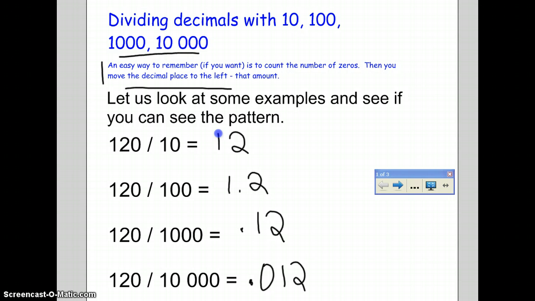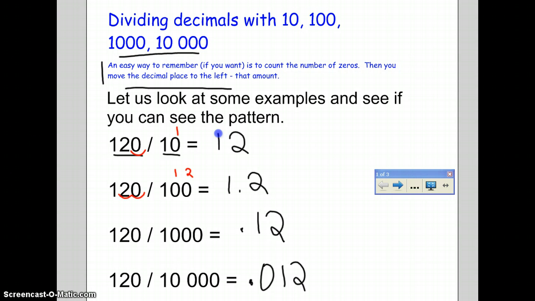I put a small little note up here. And it says an easy way to remember, if you want, is to count the number of zeros. Then you move the decimal place to the left that amount. So for example, in 120 divided by 10, you can see that there is 1 zero, and what I did was I moved the decimal place once. In this situation, there's 2 zeros when 120 divided by 100. Move the decimal place twice, so it's 1.2.